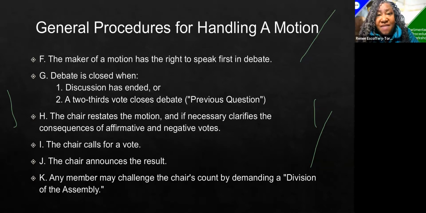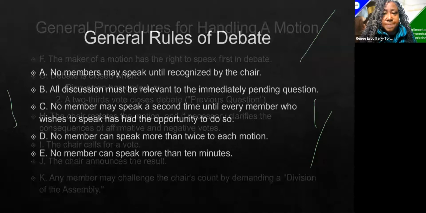And then whenever you get that vote, depending on how you do it, and we'll talk about types of voting in a minute, the chair will then announce the vote. They will say, the ayes have it and the motion passes, or the noes have it and the motion is lost. That is the general procedure for handling a motion. But any member can challenge the chair's perception of whether something passed or failed by demanding a division of the assembly. And we'll talk about that too in a few minutes.